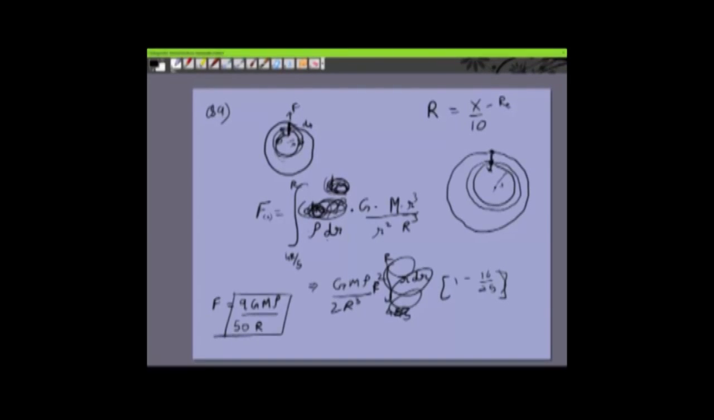We need the value of this force. However, we do not know what M and R are, right? But we do know one thing: this radius is equal to x by 10, where R_E is the radius of the Earth. And we know the gravitational acceleration at the Earth, or small g, which is 10 meter per second squared. So we can use that. So we know 10 is equal to G times the mass of the Earth by radius of the Earth whole squared. What is the mass of the Earth? The mass of the Earth will be, now I'll try to use another term, rho Earth here, right?